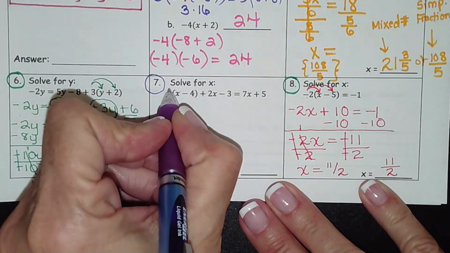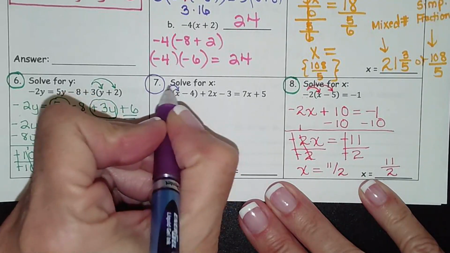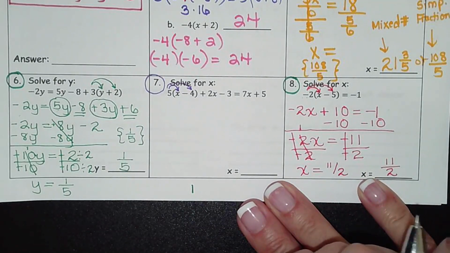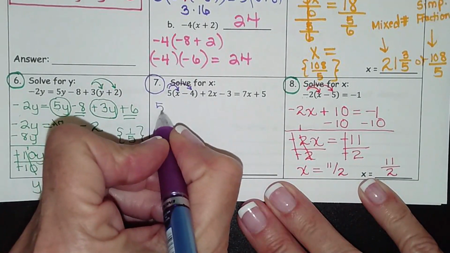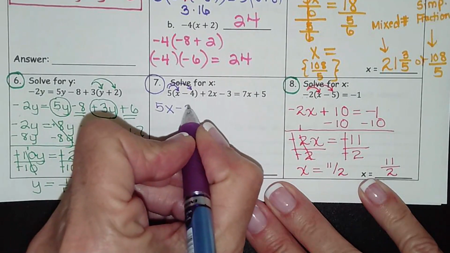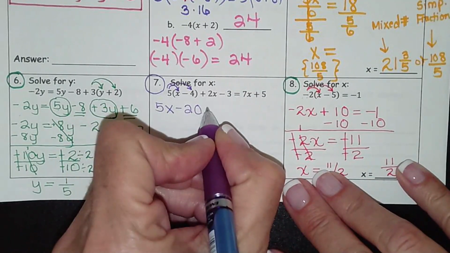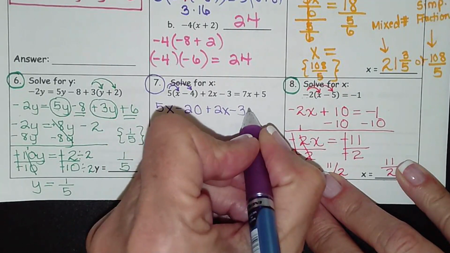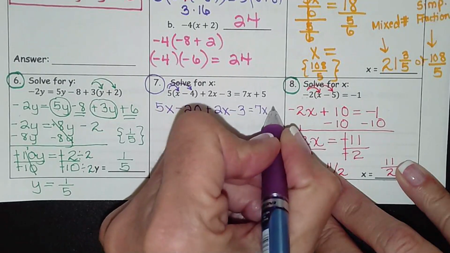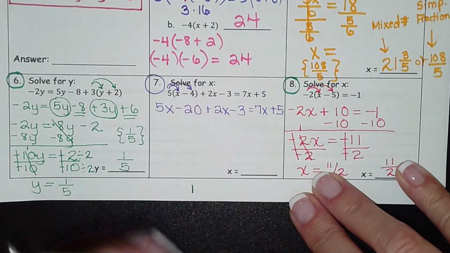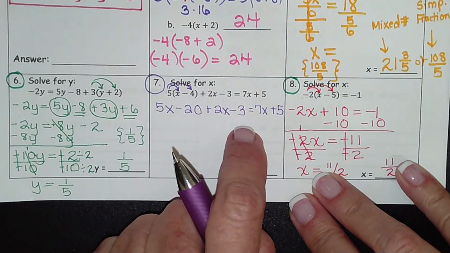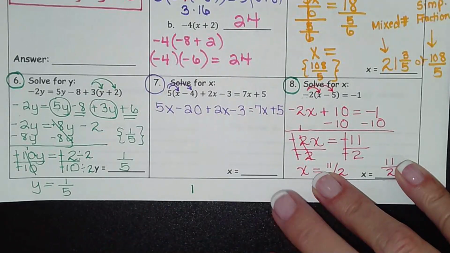Okay, so for this one, again, there's no fractions, so we have to start with the parentheses. That leaves us with 5x minus 20 plus 2x minus 3 equals 7x plus 5.